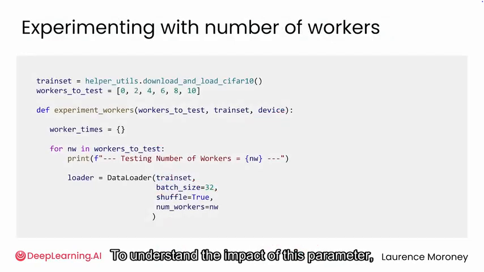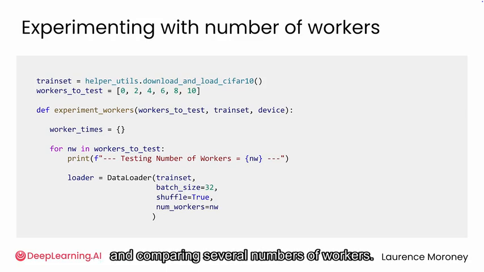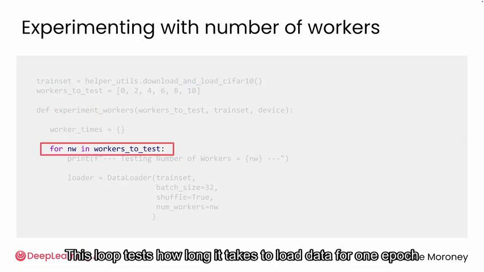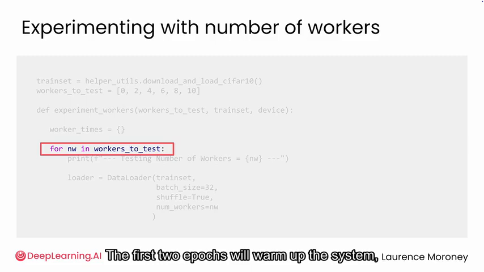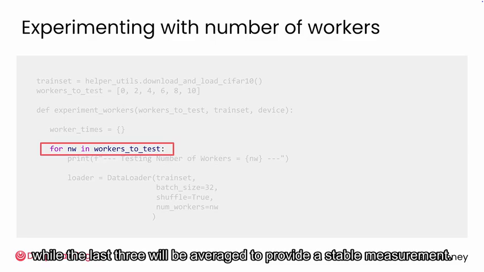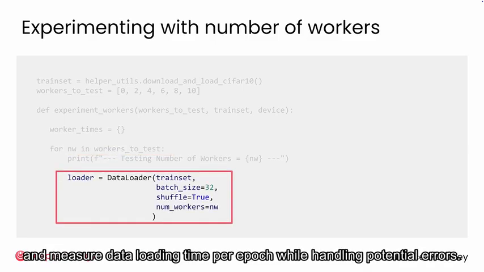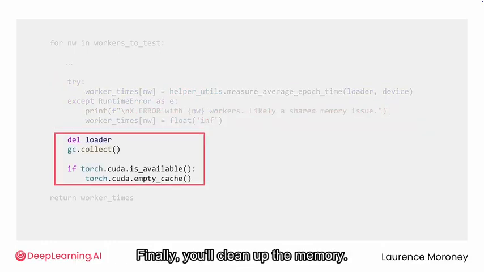To understand the impact of this parameter, here's an experiment using the CIFAR10 dataset and comparing several numbers of workers. This loop tests how long it takes to load data for one epoch with 0 through 10 workers, repeating each test across 5 epochs. The first 2 epochs will warm up the system, while the last 3 will be averaged to provide a stable measurement. You create a data loader for each worker setting and measure data loading time per epoch while handling potential errors. Finally, you'll clean up the memory.